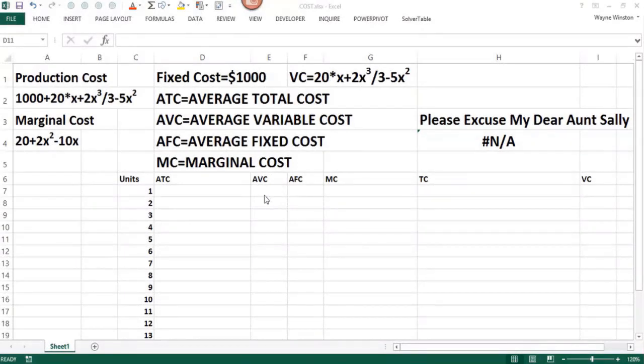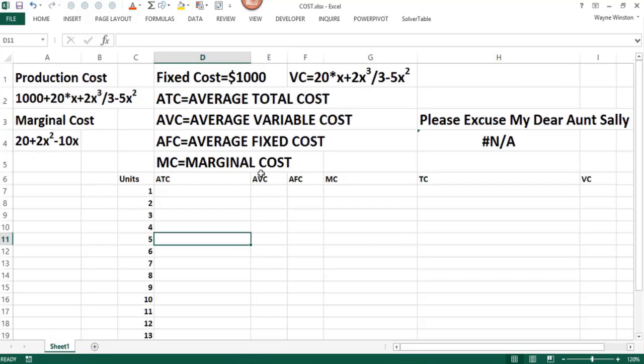To cement our understanding of basic spreadsheet modeling, let's pull an example from economics. Economists are very interested in what's called cost curves, the cost of making X units. Let's suppose the cost of making X units is $1,000 plus 20 times X plus 2X cubed over 3 minus 5X squared. And then economists love to look at the marginal cost, which is sort of the cost of making the current unit, which is the slope or derivative of the production cost. If you don't know what that means, it's simply 20, in this case, plus 2x squared minus 10x.